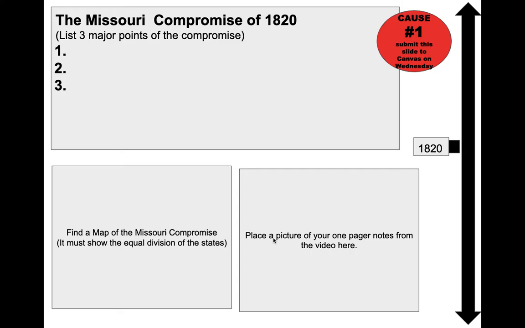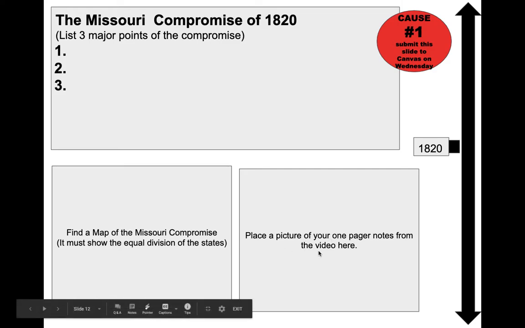And place a picture. Oh, we used to do a one-pager on the Missouri Compromise. Please go ahead and disregard this for now. Please disregard this slide for now.